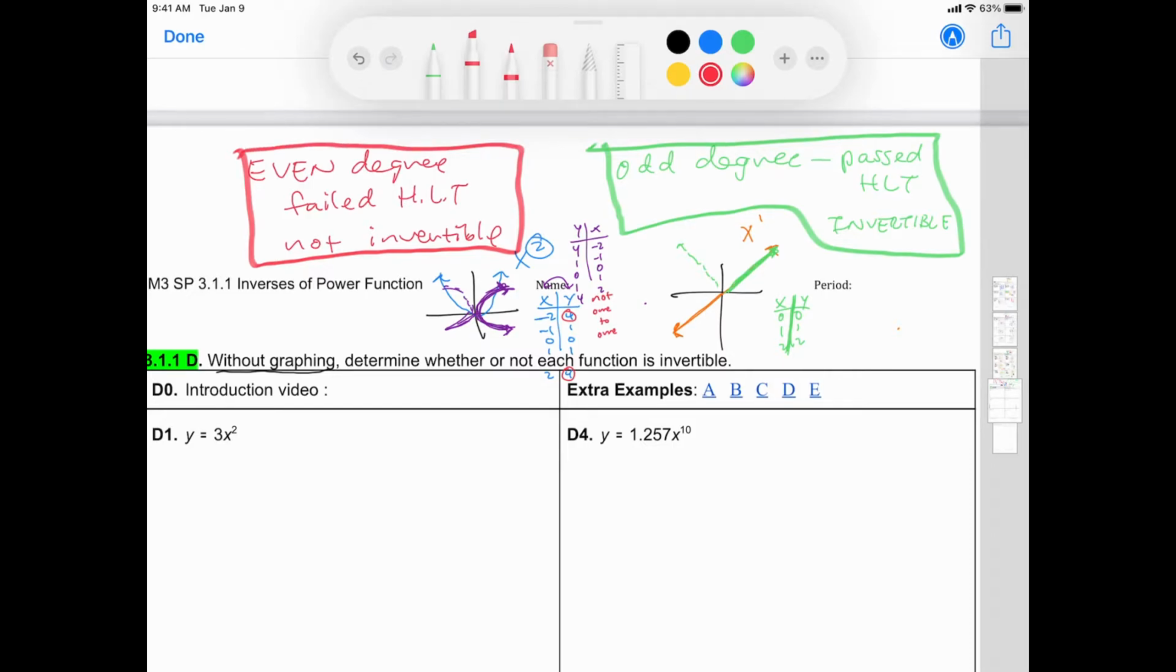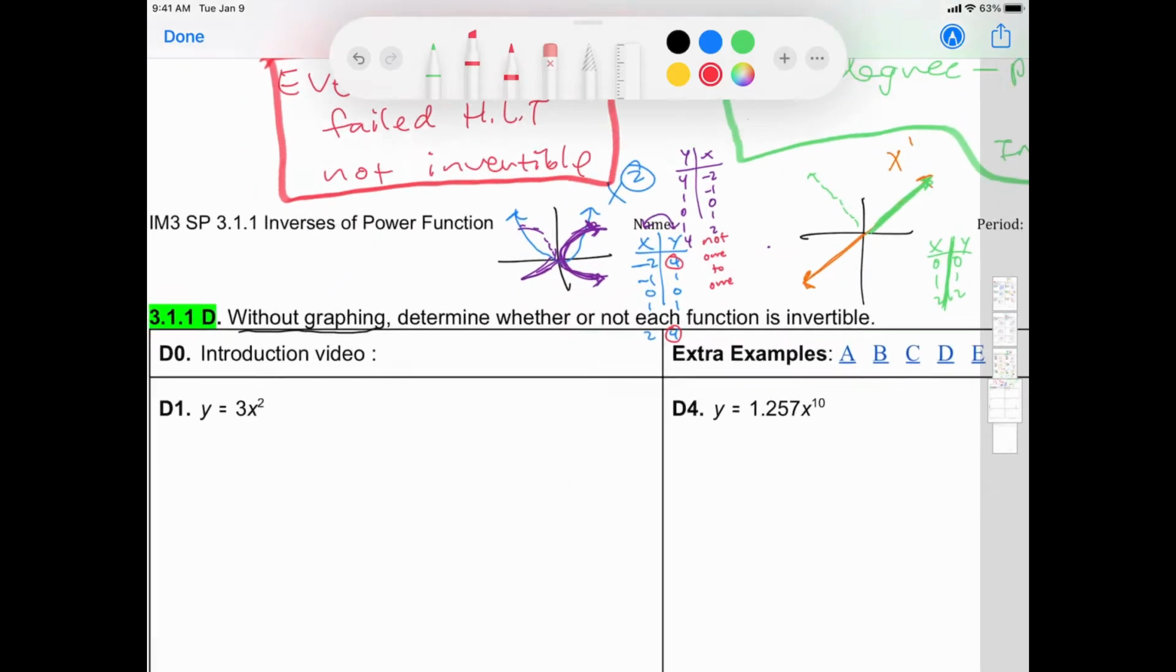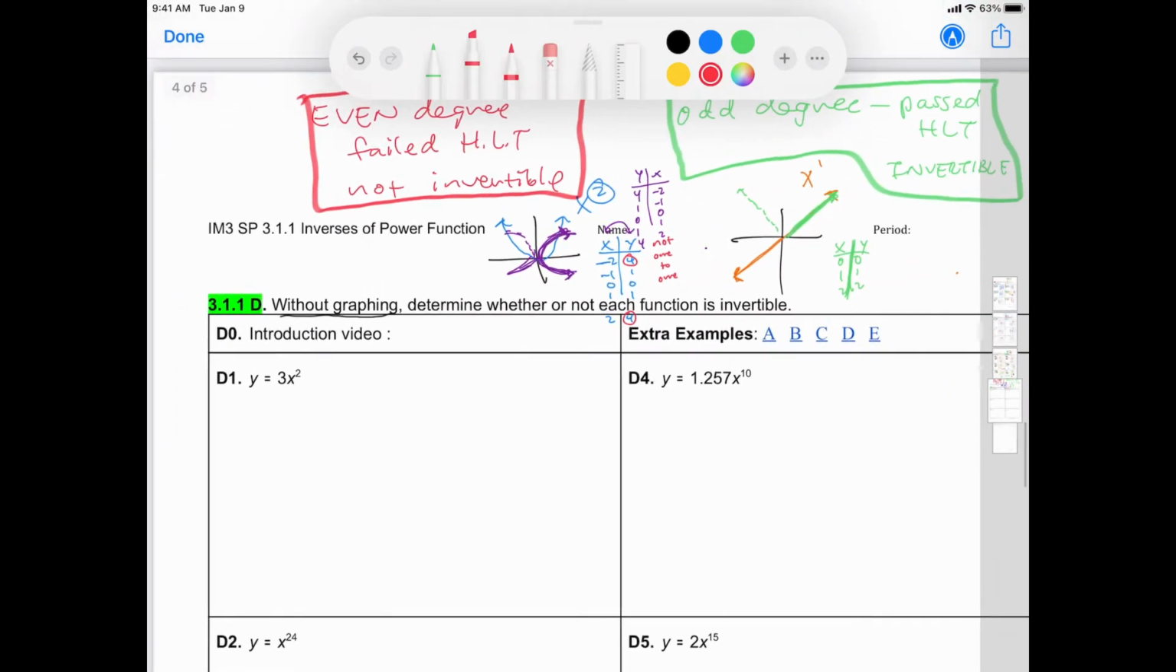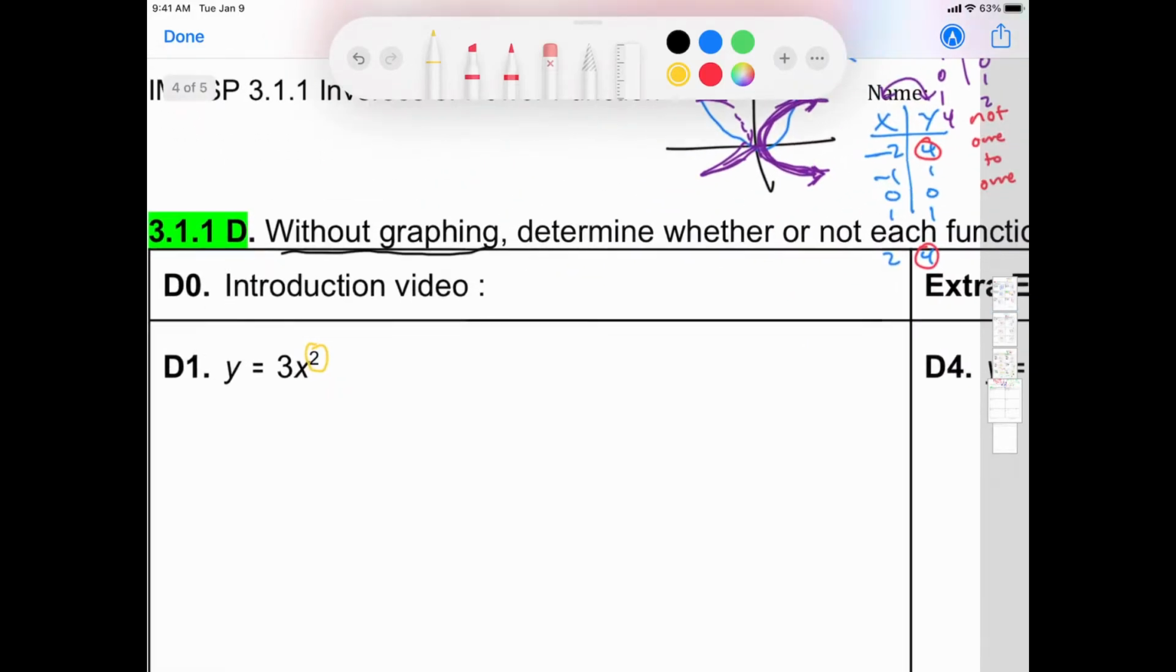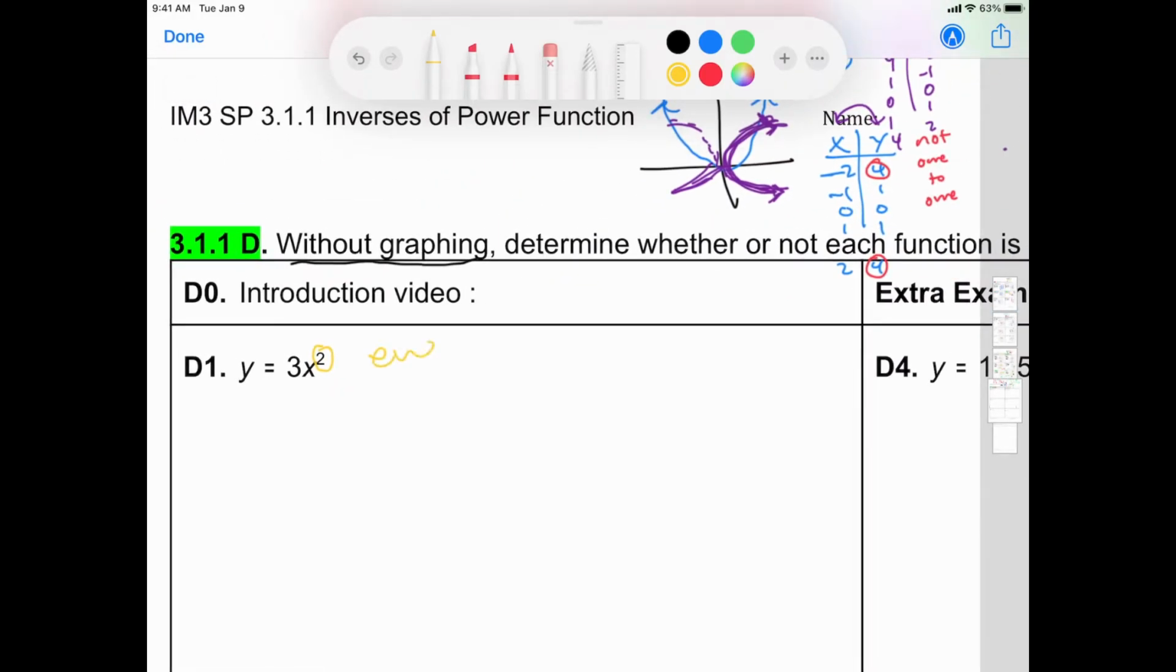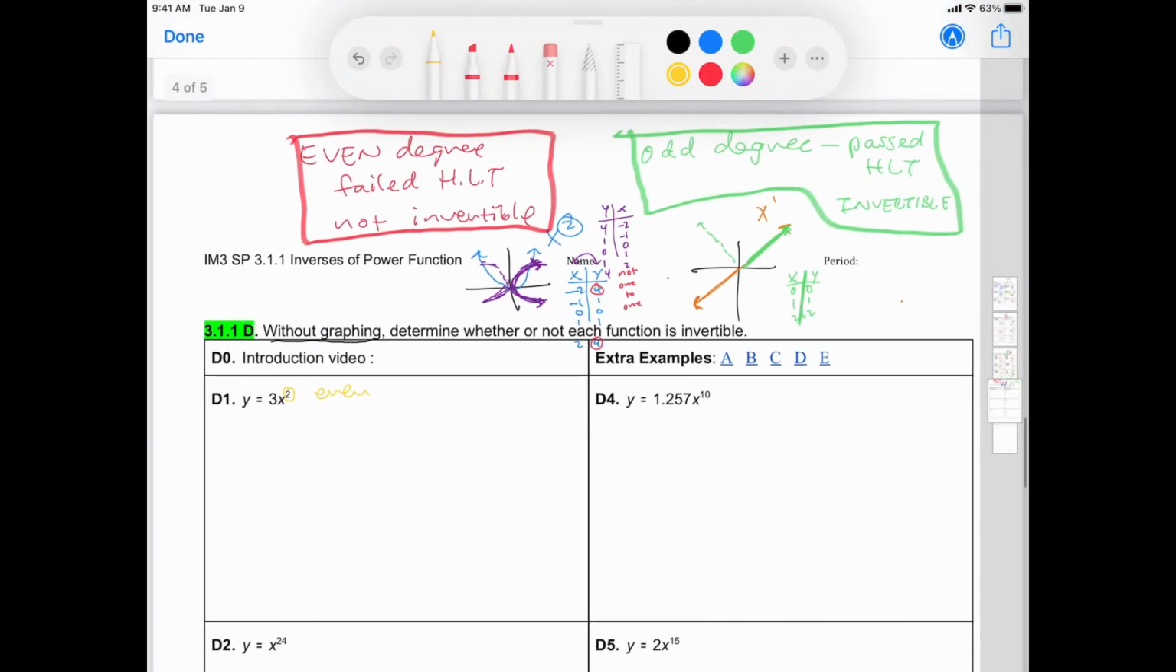All right, for D1, we just need to figure out without graphing: determine whether or not each function is invertible. Well, all you have to do is just locate the degree. There's the degree of the polynomial. Is that an even or odd? 2 is an even number. Evens are not invertible. So let's write not invertible, because I explained in the introductory video that it's not one-to-one.